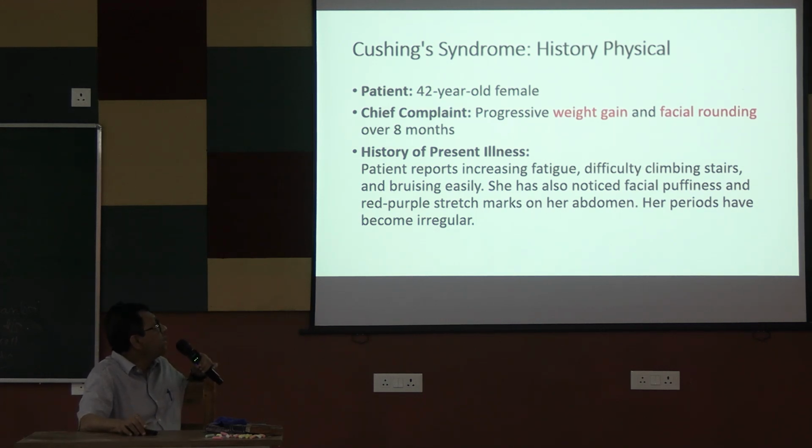The patient reports increasing fatigue, difficulty climbing stairs, and easy bruising. She also noticed facial puffiness and red-purple stretch marks over her abdomen. Her periods have become irregular. This is the common presentation of this patient. Try to remember the history of the patient so that you don't have to mug up what the presentation of Cushing syndrome is.